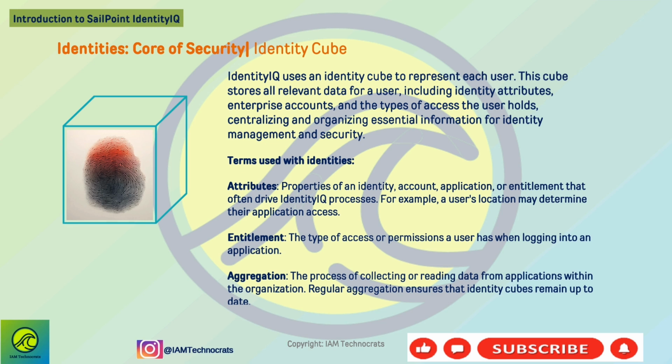Terms used with identities. Attributes: properties of an identity, account, application, or entitlement that often drive IdentityIQ processes. For example, a user's location may determine their application access. Entitlement: the type of access or permissions a user has when logging into an application. Aggregation: the process of collecting or reading data from applications within the organization. Regular aggregation ensures that identity cubes remain up to date.